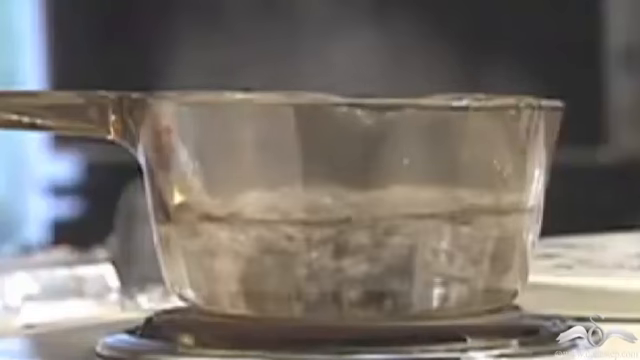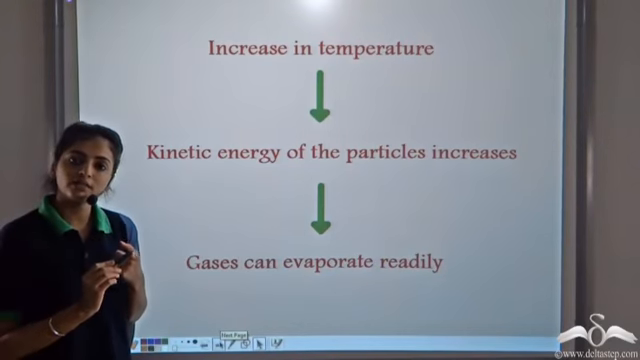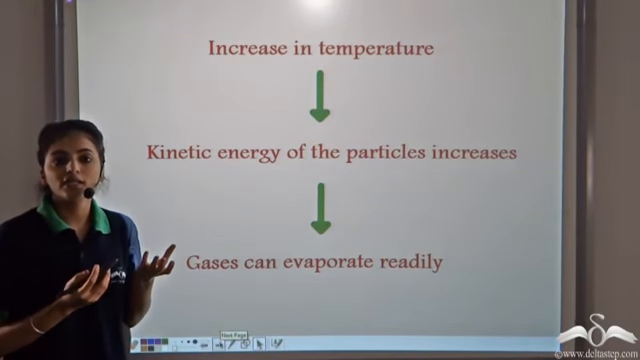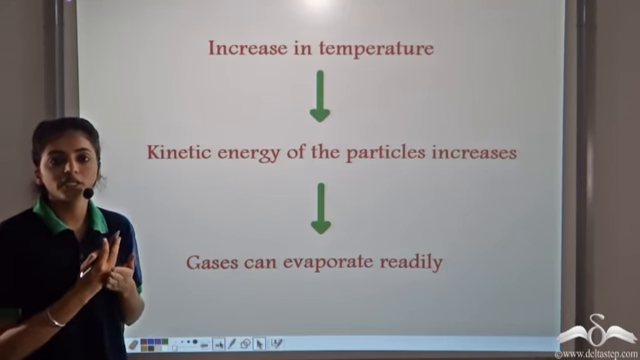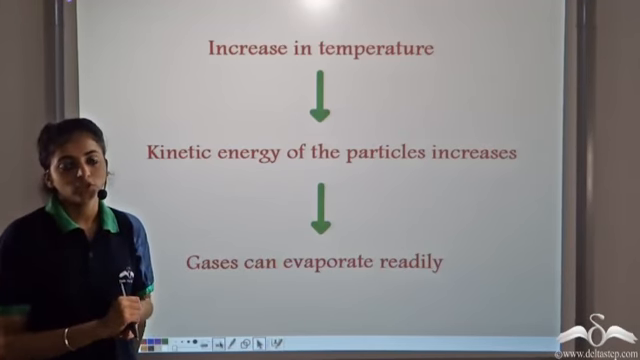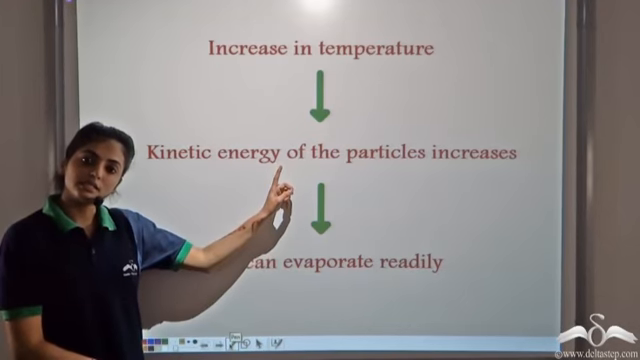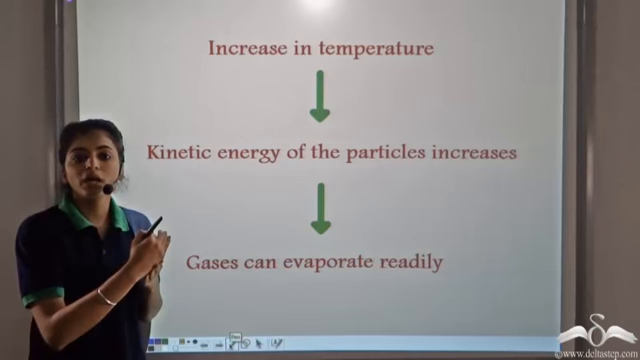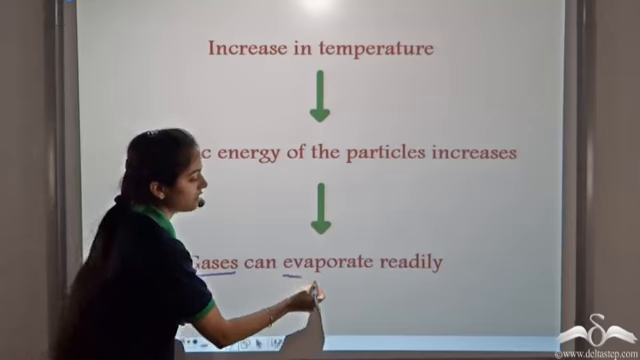What happens when we increase the temperature of the solvent? We know on heating, the kinetic energy of the particles increases. Now when we heat the solvent, it has both the gas particles and the liquid particles. So the kinetic energy of both the gaseous and the liquid particles increases. But the kinetic energy of the gas particles increases to the larger extent, and so they can easily escape. So on increasing the temperature, the kinetic energy of the gas particles increases tremendously, and so they can easily escape and gases evaporate.